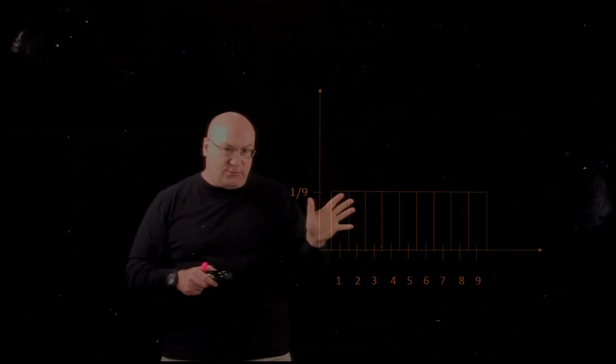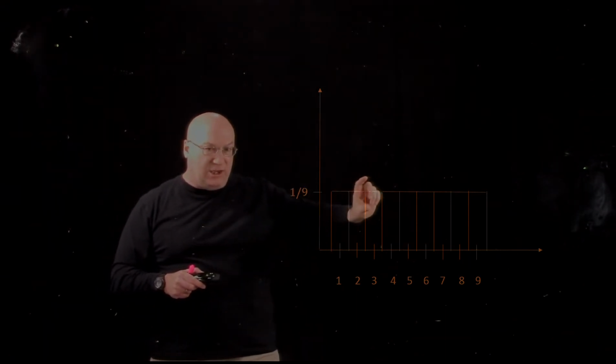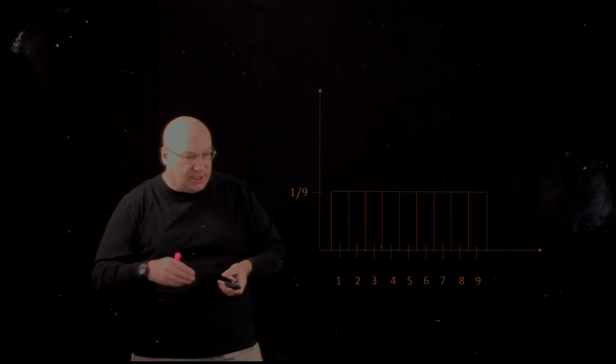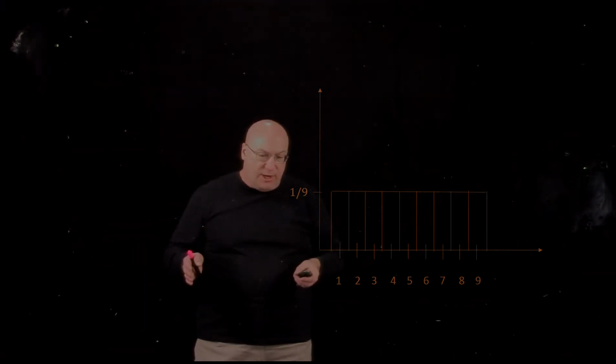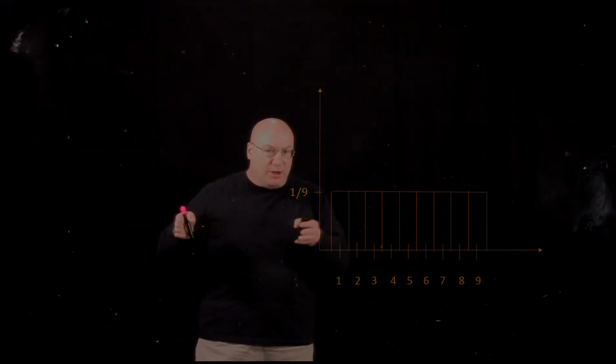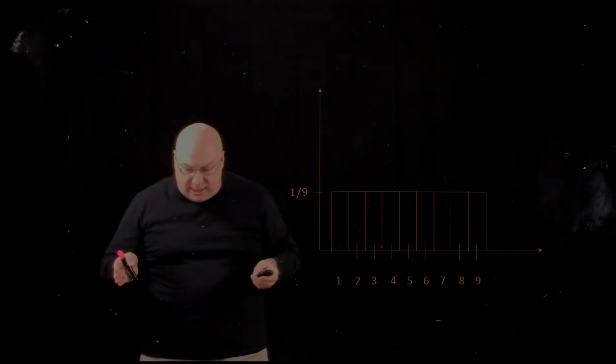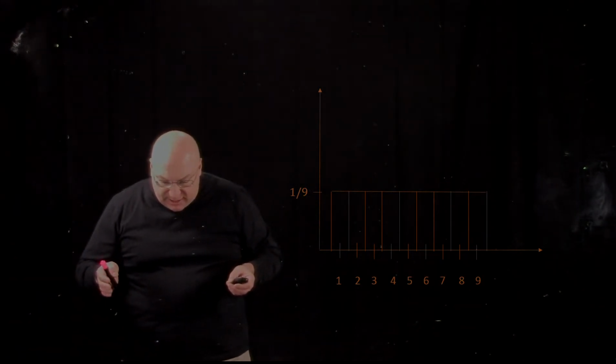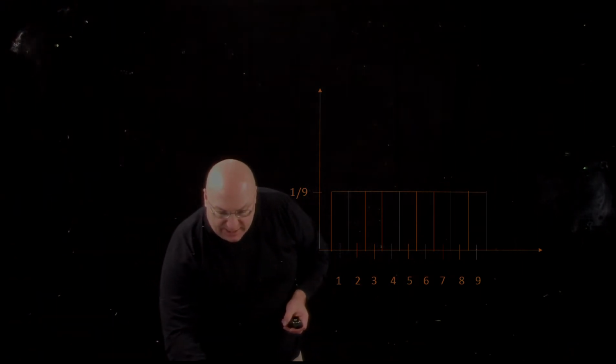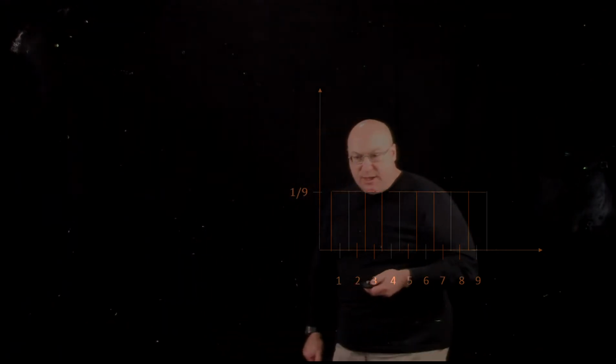There are only 9 possible ones. The probability is 1/9 at each one. And in the case of the continuous random variable, it's 0 everywhere, but we get probabilities by looking at areas. Okay, so with that in mind, I want to work a few examples.